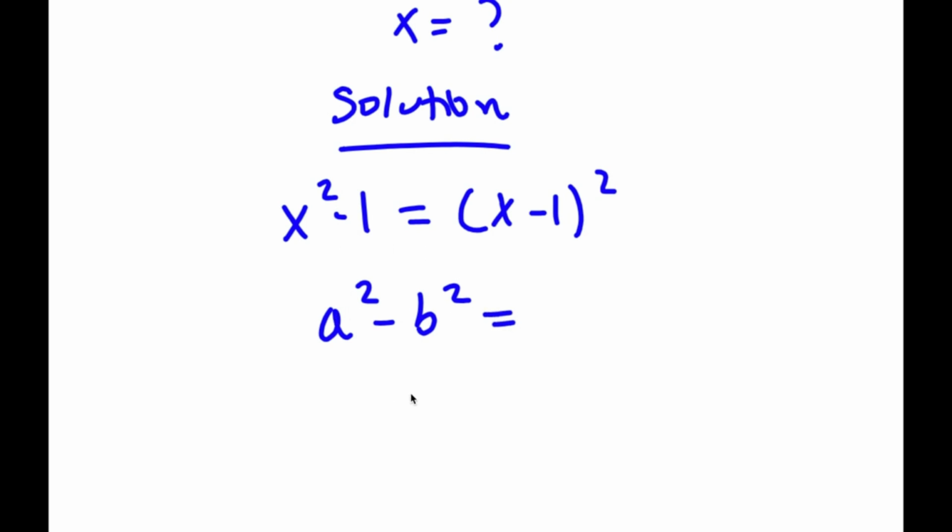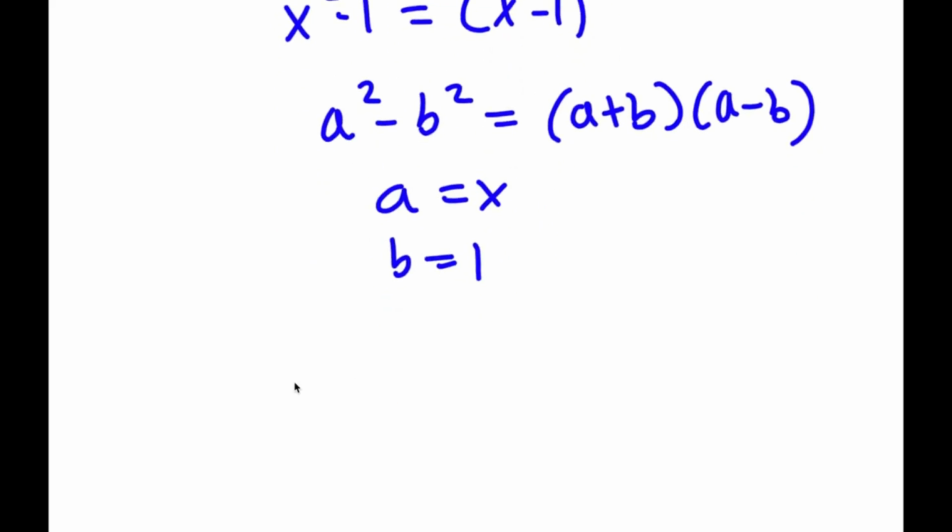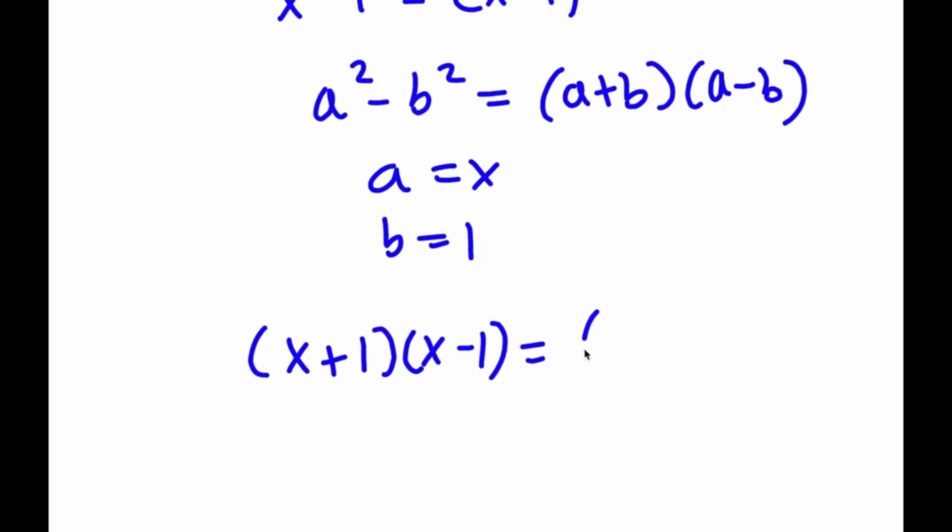So if I have something in the form a squared minus b squared, this is equal to a plus b times a minus b. So in this case, x squared minus 1 is the same thing as x squared minus 1 squared. So a is equal to x and b is equal to 1. So now I have x plus 1 times x minus 1, which is equal to x minus 1 squared.